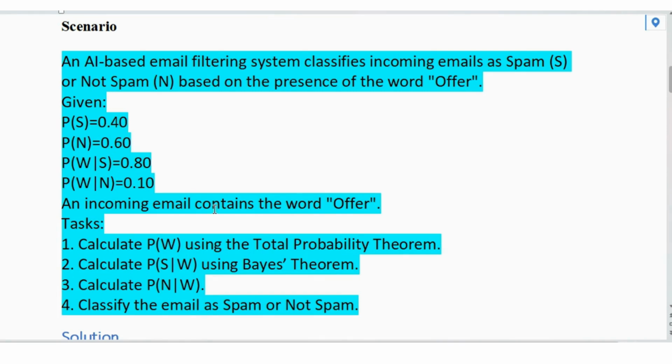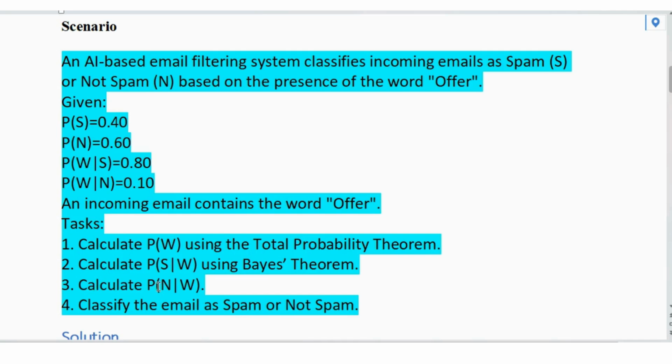An incoming email contains the word offer. So what we have to do here is calculate the total probability, that is, the probability of the presence of the word offer. The second thing we are going to calculate is the probability of spam given the presence of the word offer. You can see this is just the reverse of the earlier one, so when you have a reverse, we go for Bayes theorem.